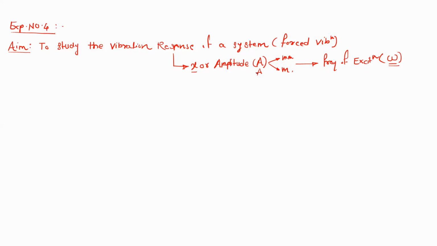We have studied the meaning of resonance. Resonance is the condition where the system's natural frequency omega n matches the frequency of the excitation, that is called the forcing frequency or external frequency. For this condition, it is called resonance. And at resonance, the system will oscillate with the maximum amplitude.